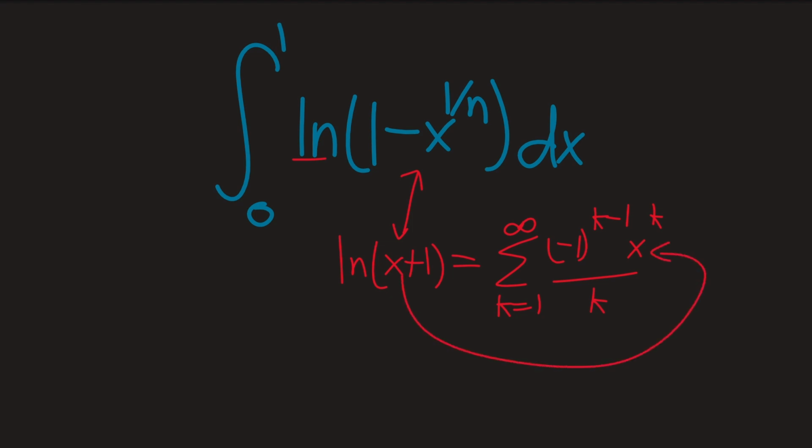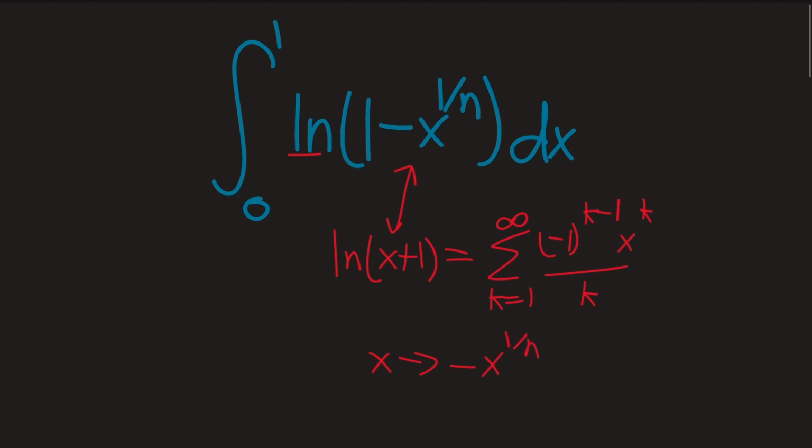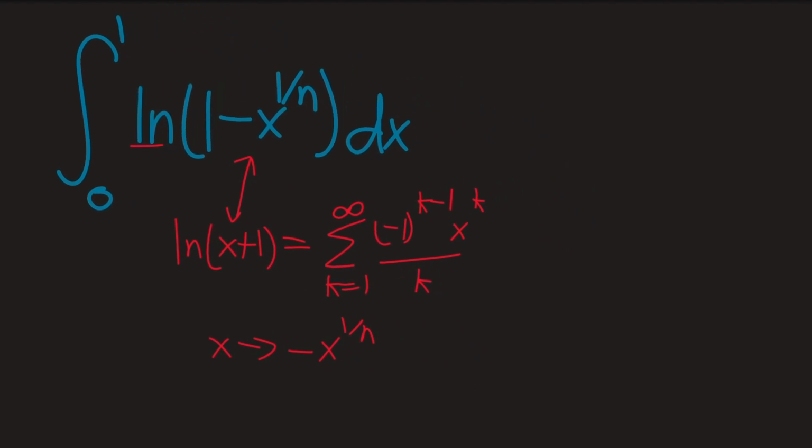So when I say that, what I mean is we're basically going to make x, instead of just being x, negative x to the 1 over n. And when we do that, what we get is actually the sum from k equals 1 to infinity still. The only thing that's going to change is the x. We have this negative 1 term and our k, but we end up getting a negative 1 to the k times x to the k over n.